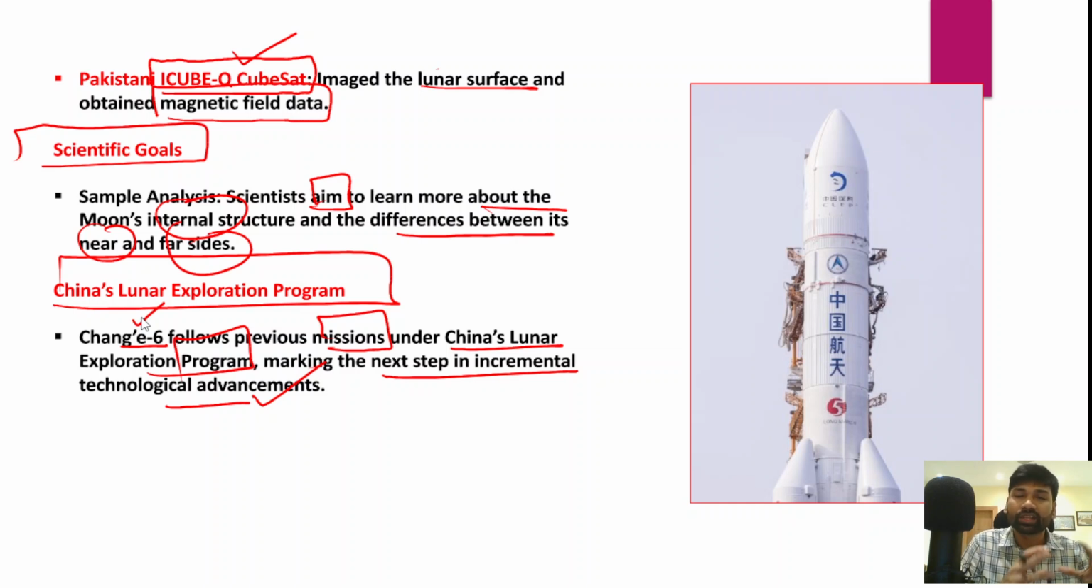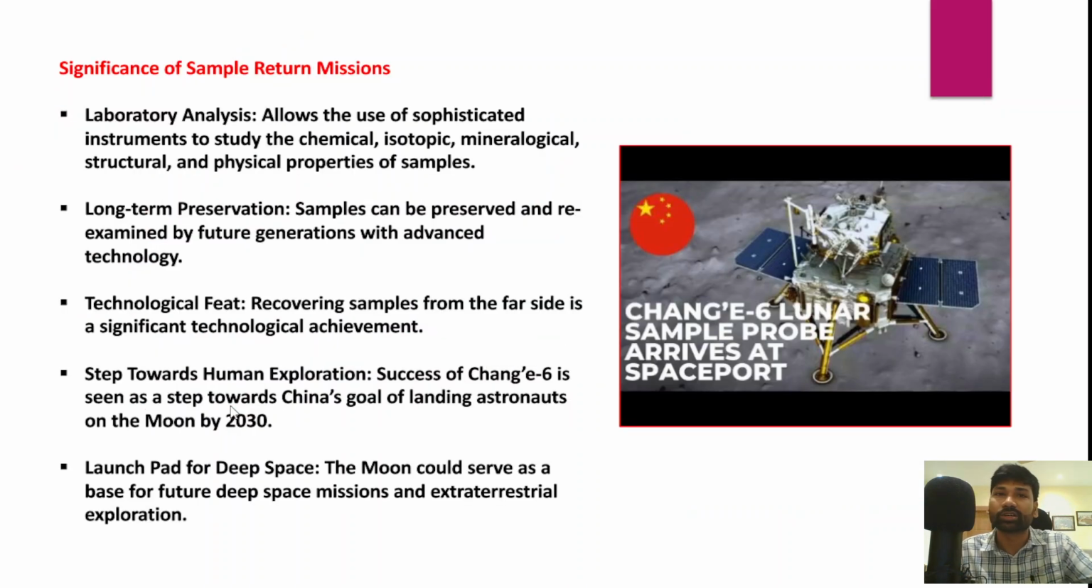In fact, this Chang'e 6 marked the next step in incremental technological advancements, because reaching the surface of the moon and bringing back a lunar sample successfully from the lunar surface actually requires a lot of technology. So therefore, they have also demonstrated the essential technologies in this regard.